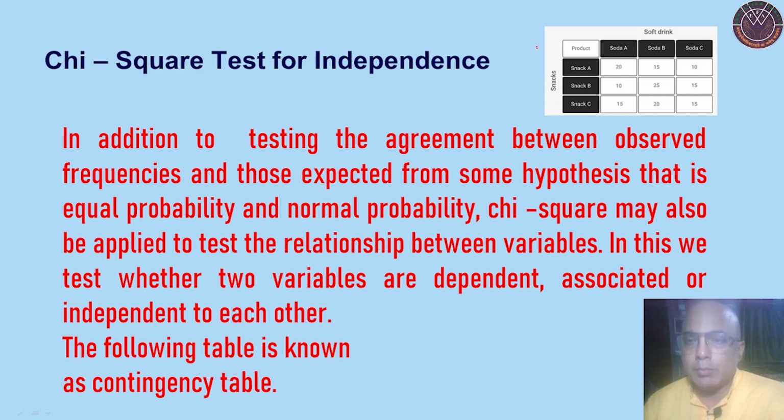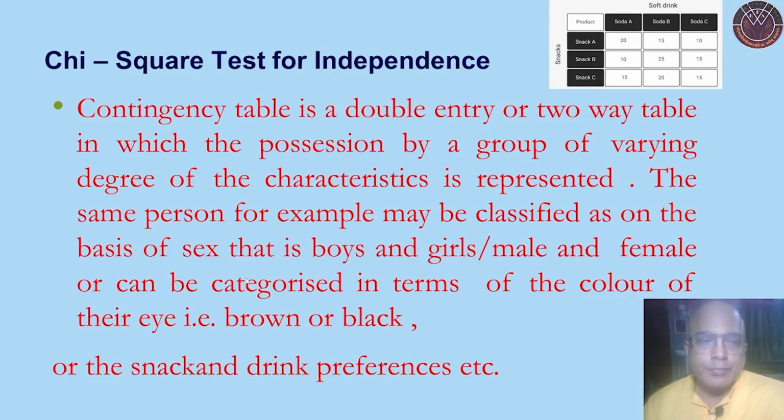This is one type of contingency table, you can see. You have some type of matrix arrangement, and in that matrix you put the actual observed frequencies, then accordingly you calculate the expected frequency, and then you perform the chi-square test. So a contingency table is a double entry or two-way table in which the possession by a group of varying degree of the characteristics is represented.